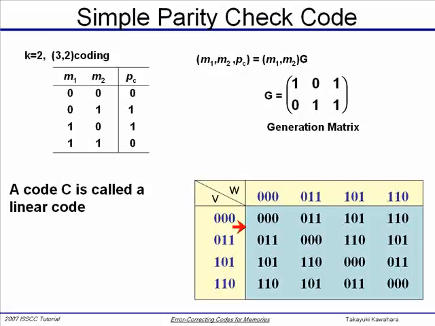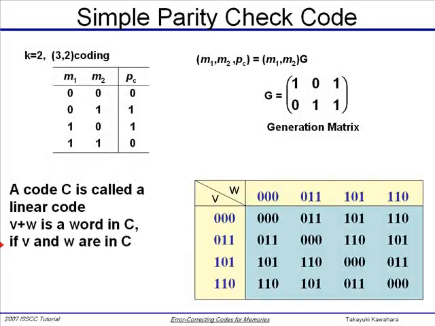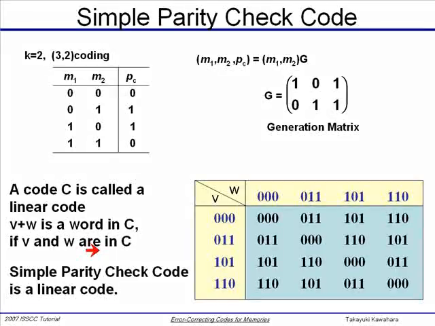In the textbook way, this code C is called a linear code if V and W are words of C, then V plus W is a word in C. At this time, this code is a linear code, and therefore the simple parity check code is a linear code. Okay, so we can grasp what a generation matrix is and what a linear code is.